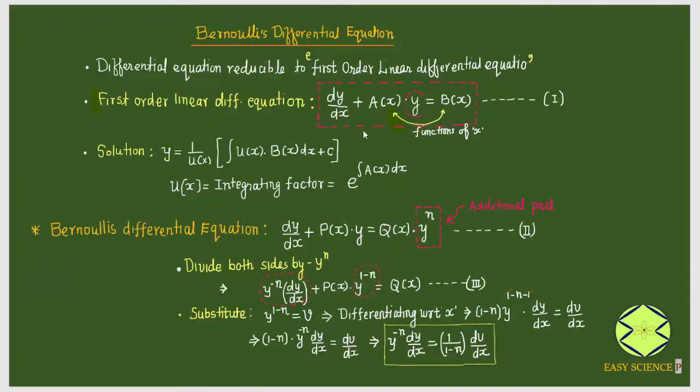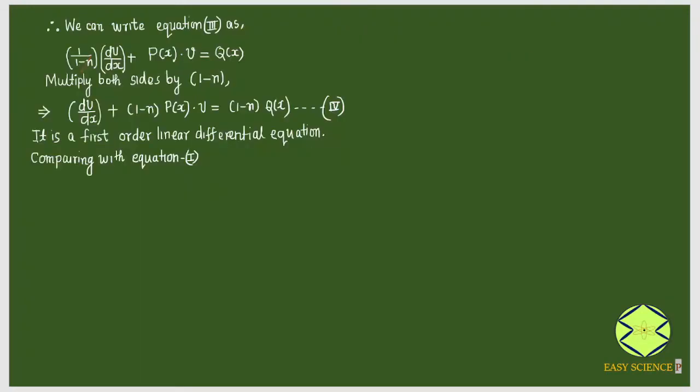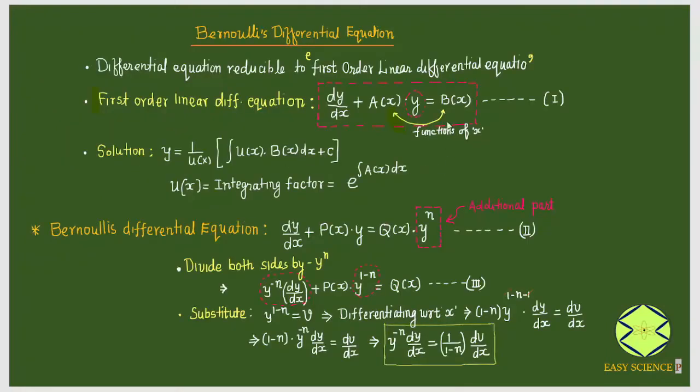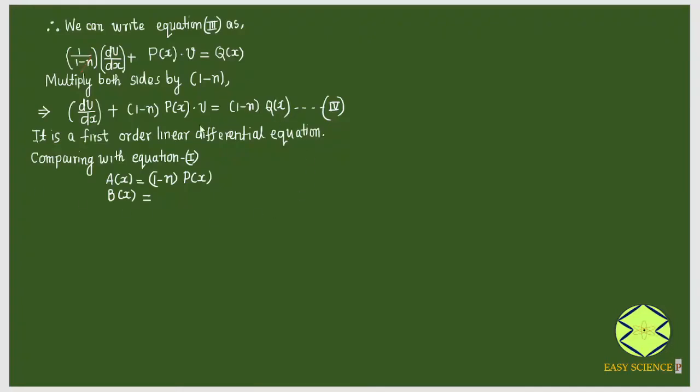Instead of a of x, now you have 1 minus n p of x. So a of x becomes 1 minus n p of x. The b of x, if you compare, you will see: here the right hand side is b of x, and here instead of b of x we have 1 minus n q of x. So it is 1 minus n q of x. Alright friends.